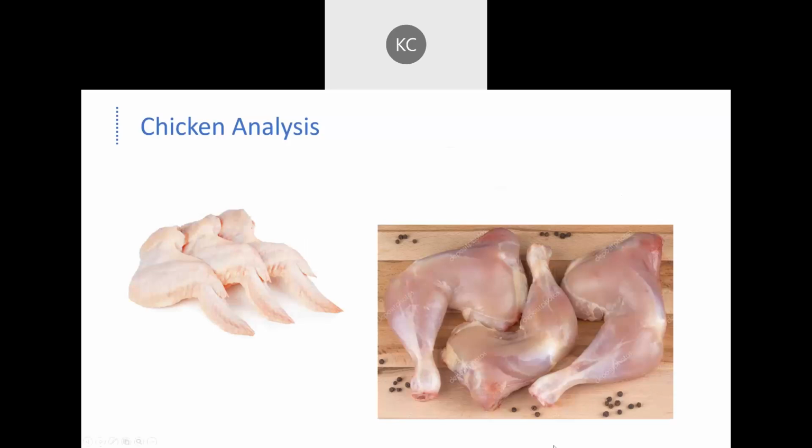I'm not sure what these little black things are. Maybe these are pieces of pepper, like peppercorns or something. I don't know.